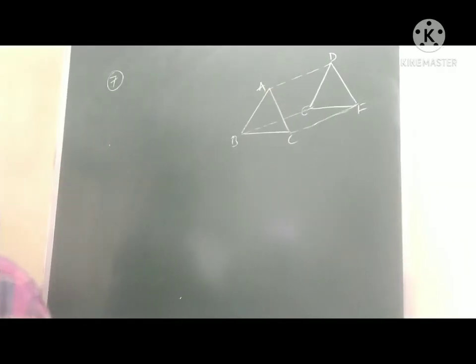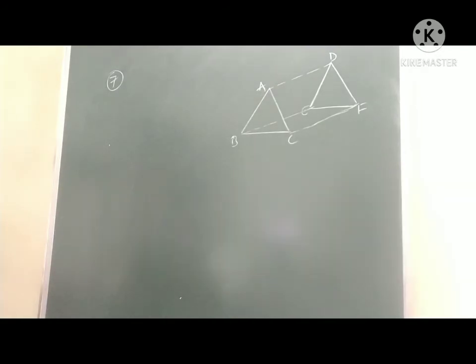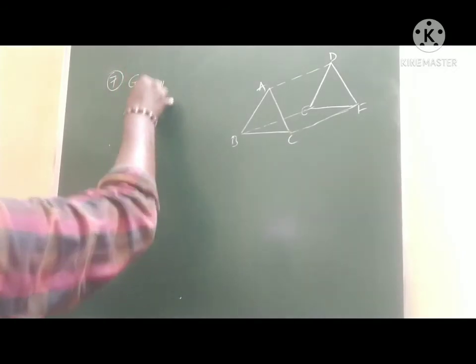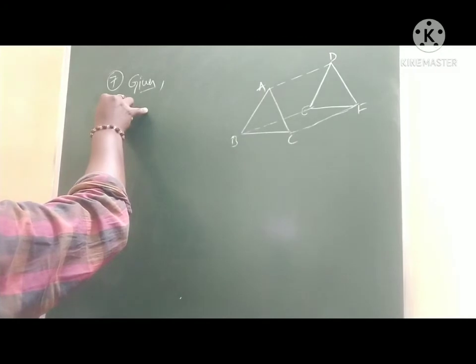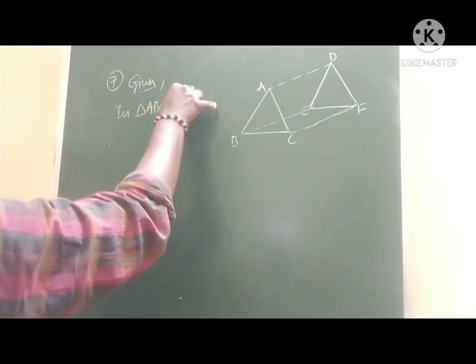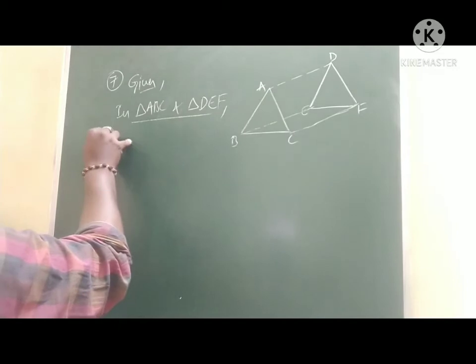So in the next question, we have been given triangle ABC and triangle DEF, AB parallel to DE, BC is equal to EF, and BC parallel to EF. Okay, so this is the given data. So let me write the given data. In triangle ABC and triangle DEF, what has been given?